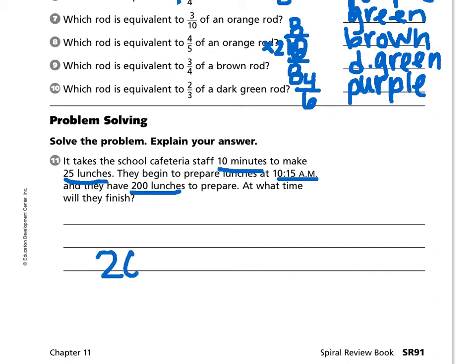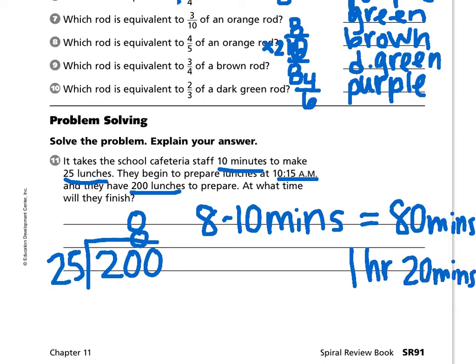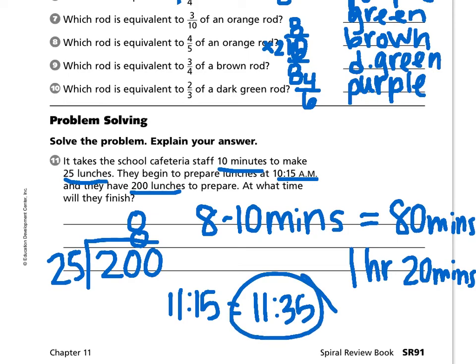Well, I'm going to take 200 and divide it by 25 so I know how many 10 minutes it's going to take. And I know that's going to go in 8 times evenly, so that means that it's going to take 8 10 minutes. And I know that 8 10 minutes is going to equal 80 minutes. So I know that 80 minutes is going to be 1 hour and 20 minutes. So I'm going to add 1 hour to 10:15, and that would make that 11:15. And then 11:15 plus 20 minutes is going to equal 11:35. So they would finish cooking at 11:35.